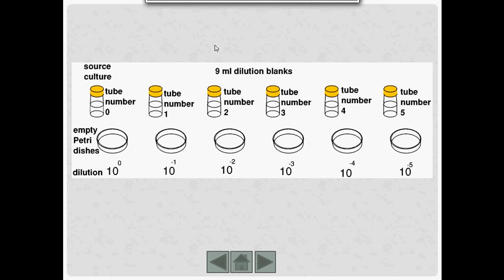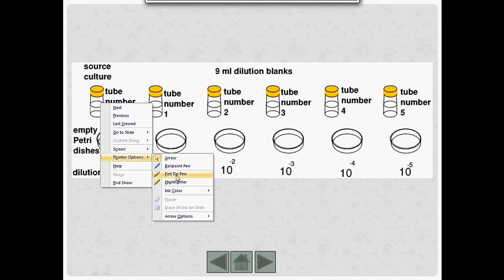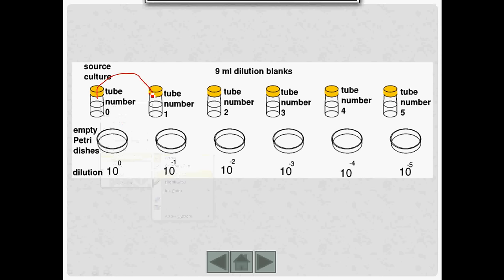Here is a pictorial diagram of the dilution. As said earlier, we prepare the first dilution, then second dilution, then third dilution, then fourth dilution, then fifth dilution. 1 ml of the first dilution will be transferred to a petri plate, and 1 ml of each dilution will be transferred to petri plates similarly.